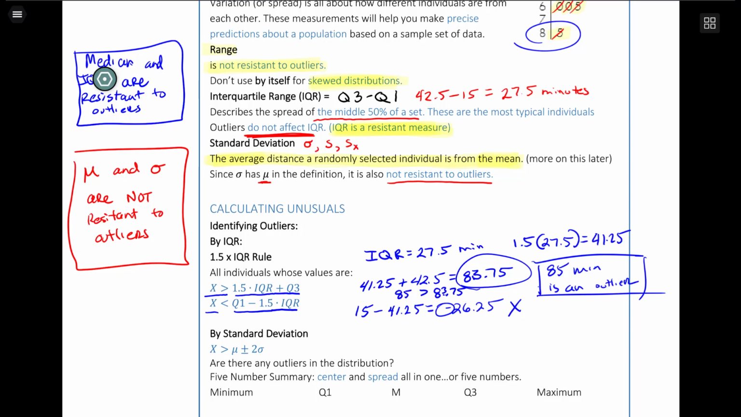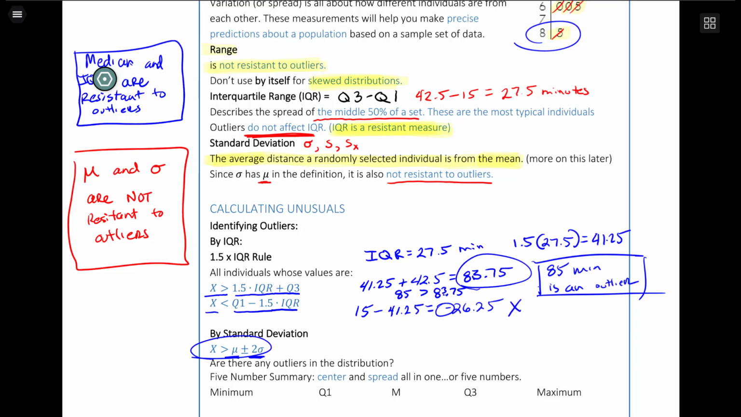Now, this is not the only way to calculate outliers. If you're dealing with a symmetrical distribution, you can use this rule too, by using standard deviation, and that's, if any individual is more than 2 standard deviations above or below the mean, then they would be considered an outlier.